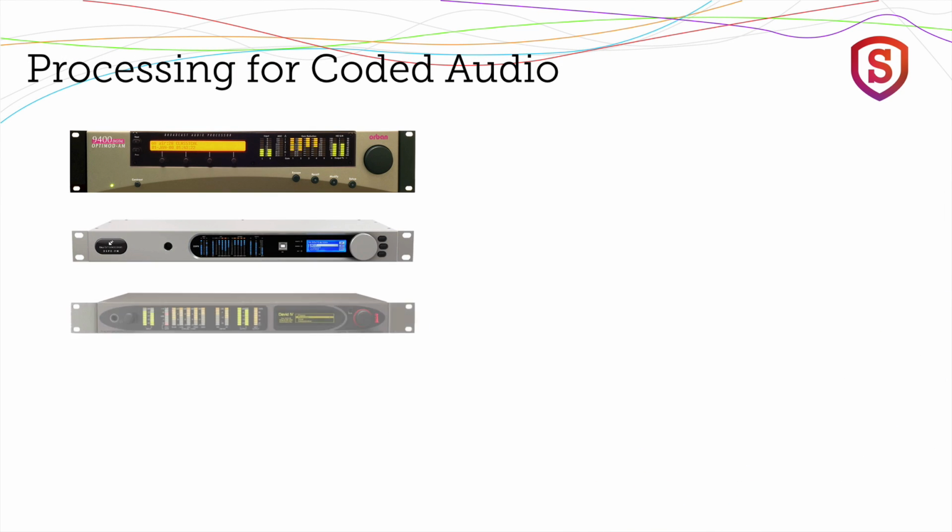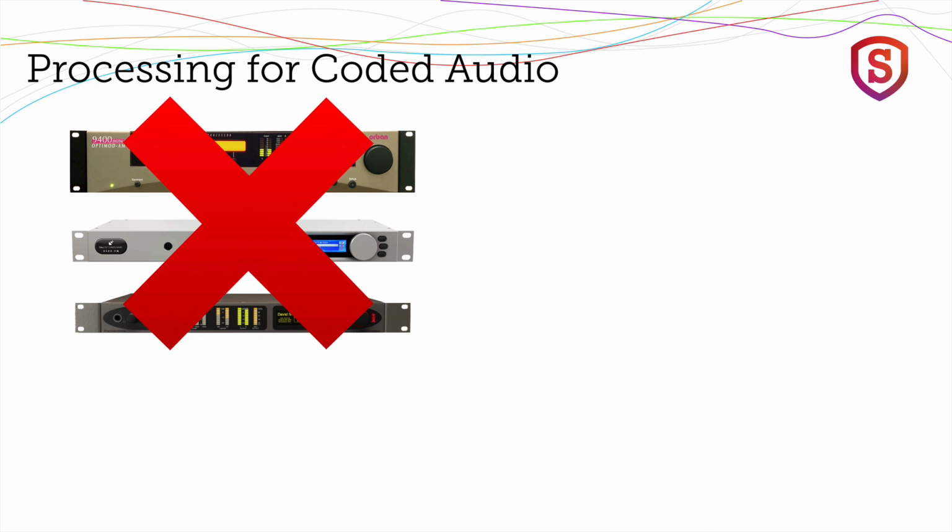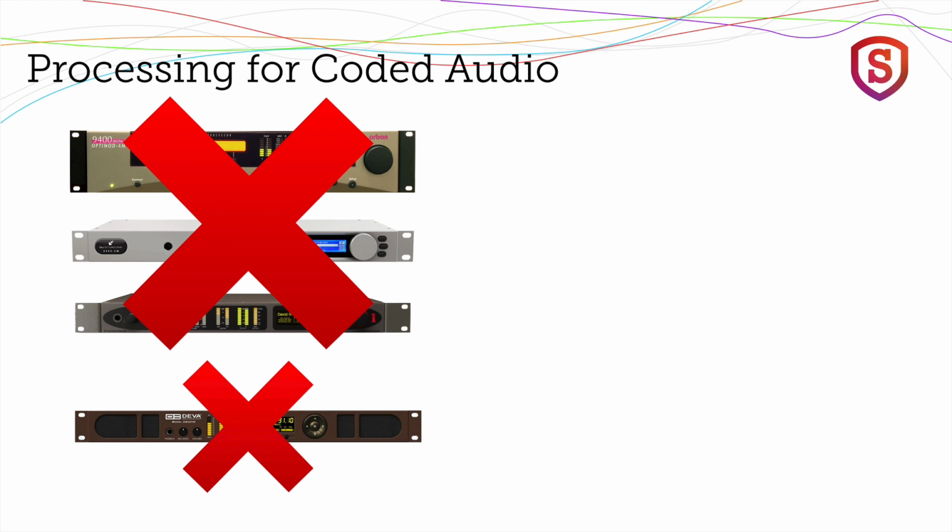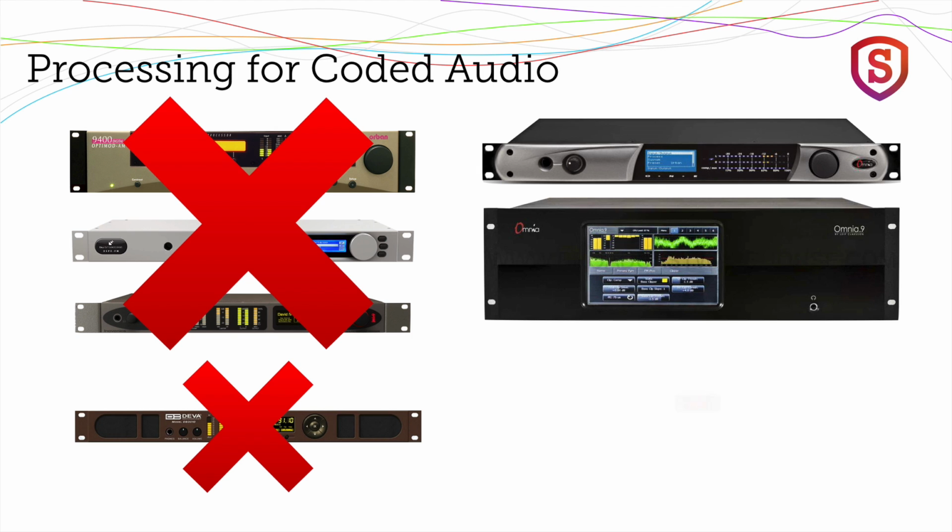Processing for coded audio. Should you use any of those processors? No! Those are AM or FM broadcast processors. Should you use audio that comes off the air from a tuner? Even if it's a great tuner, the answer is no. Don't use that audio. Because that audio has been clipped and limited and contains plenty of audio harmonics that are not going to play nice.